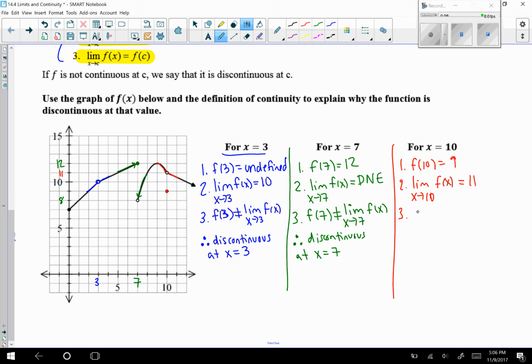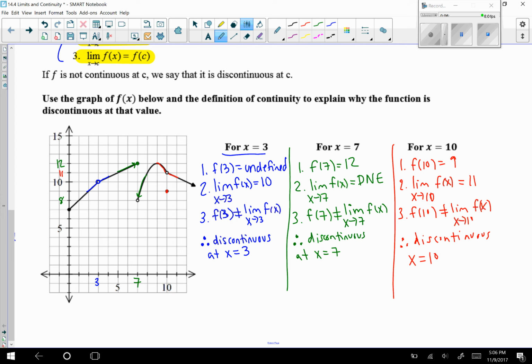And the third part of the rule, f of 10, now you can see, does not equal the limit as x approaches 10 for the function. So therefore, it's discontinuous at an x value equal to 10.